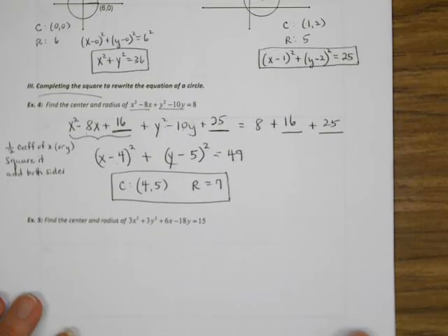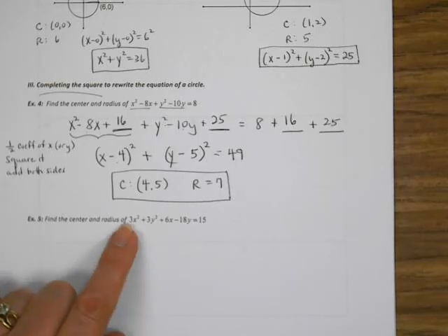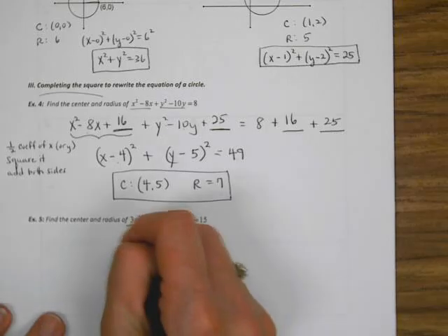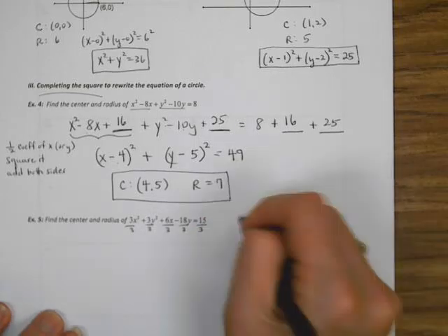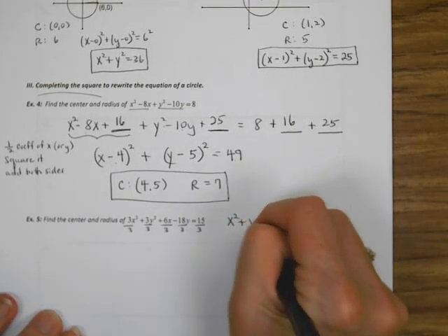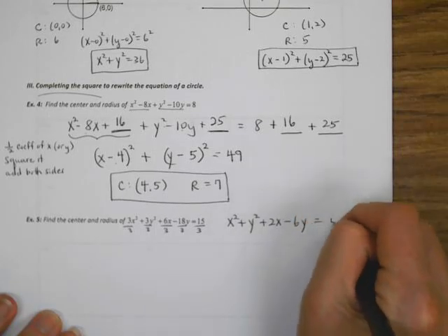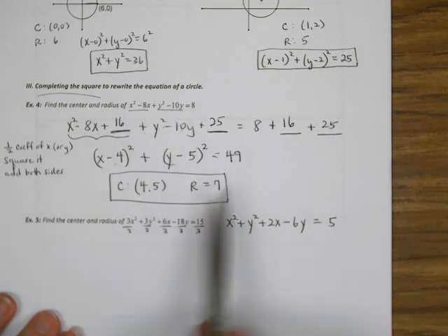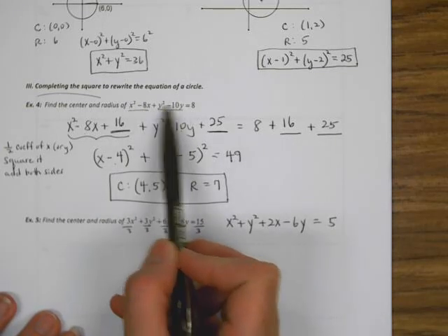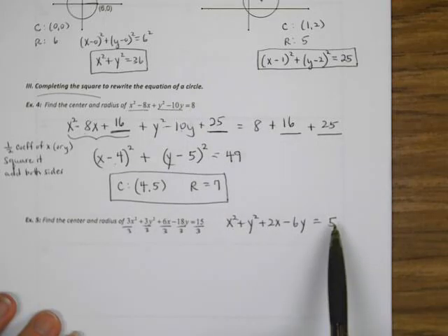It's very similar, except you're going to notice we have 3's in front here. I can't complete the square with coefficients in front of the square term, so I'm going to divide everything by 3 to get rid of that. And when I do that, I'm left with x squared plus y squared plus 2x minus 6y equals 5. Now I want to arrange it much like I had it up here. Notice I had my x's together and my y's together, and the plain number, this constant, was on the other side. So that's pretty good.